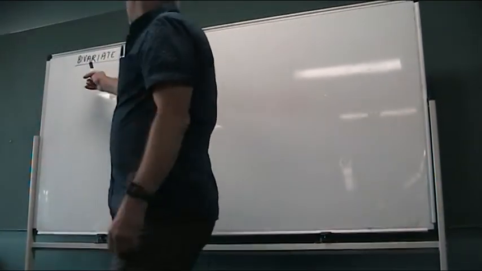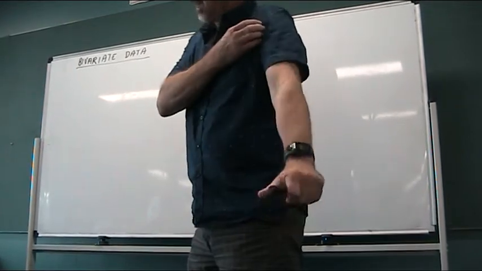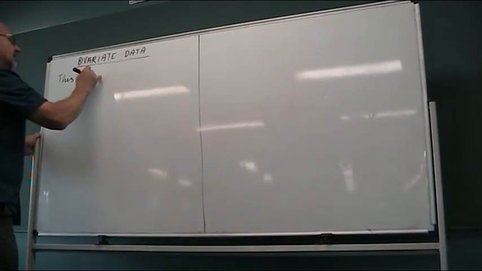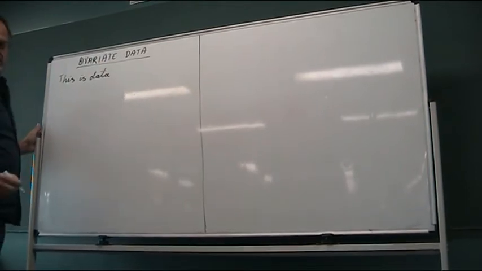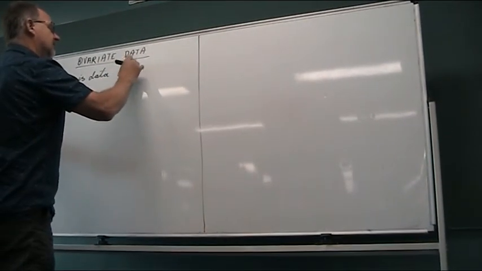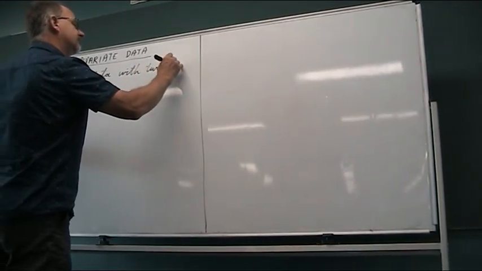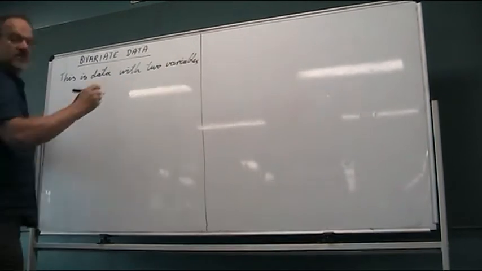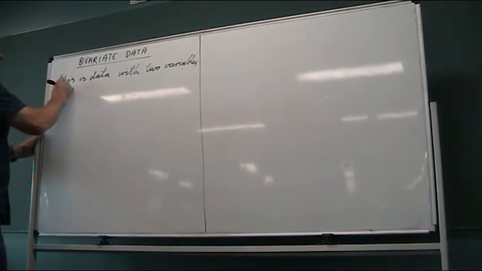All right. The next section of our data analysis is what we call bivariate data. Bi being two, so two variables. And so those two variables will be associated in some way. So it's data with two variables, which are associated in some way.